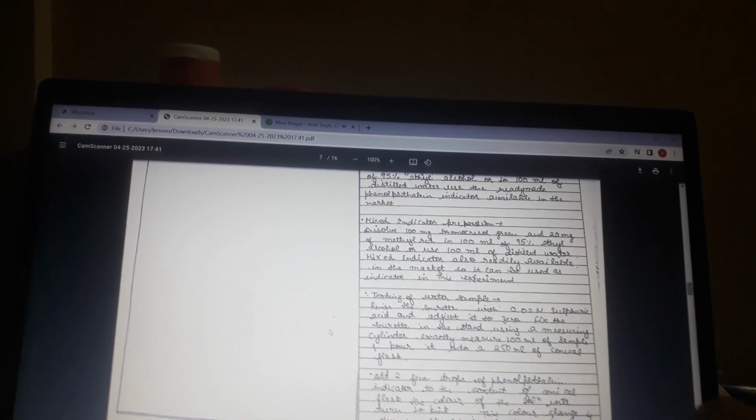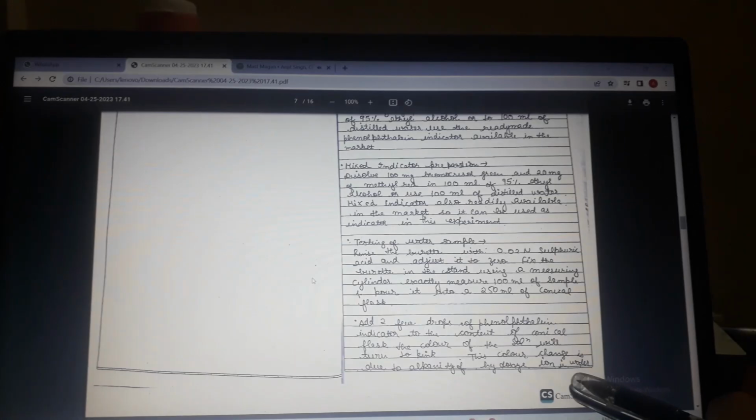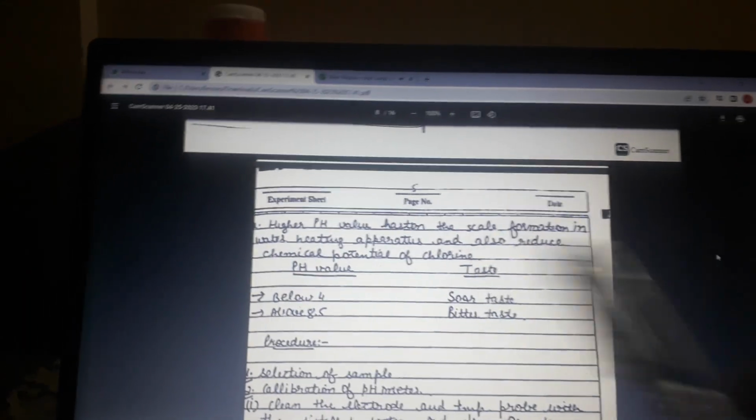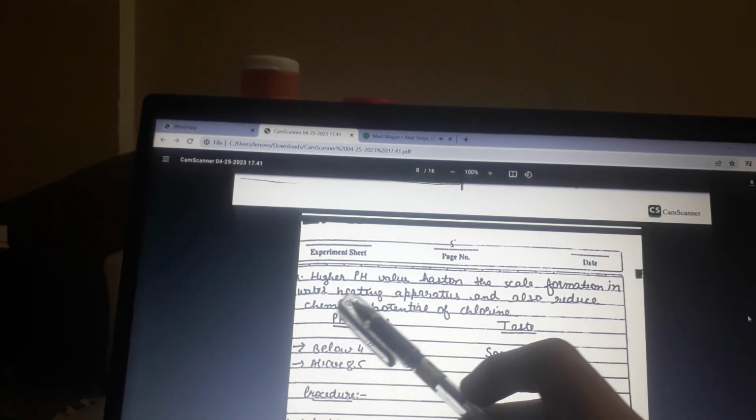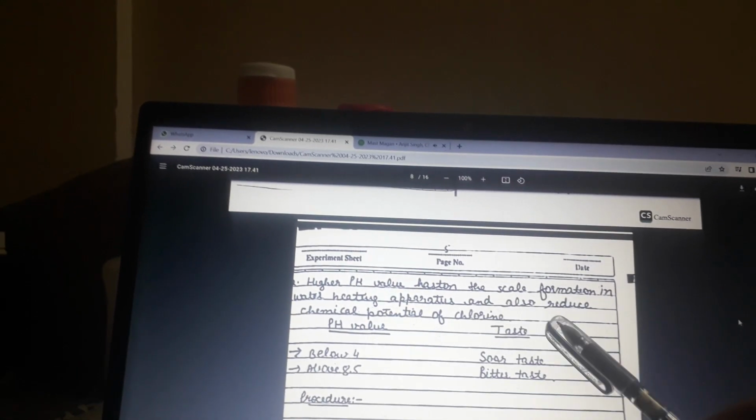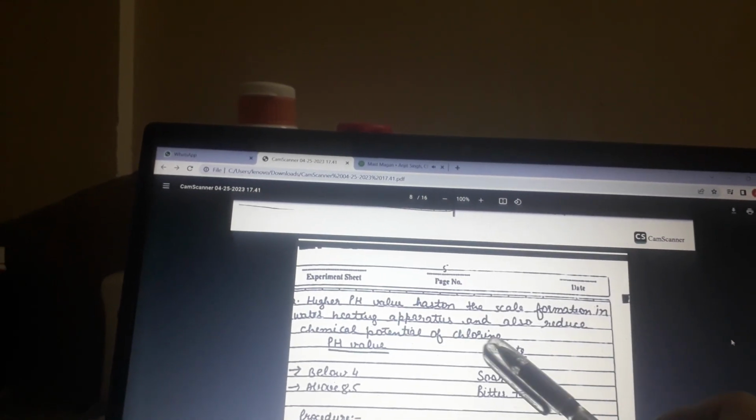The color changes due to alkalinity of the hydroxyl ion in water. Higher pH value hastens the scale formation in water heating apparatus, and also reduces chemical potential of chlorine. Taste: pH value below 4, then sour taste; above 8.5, then bitter taste.